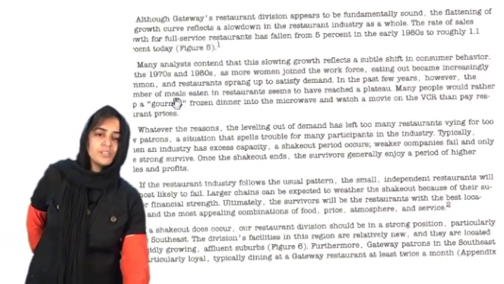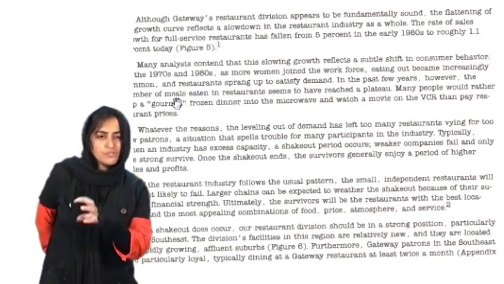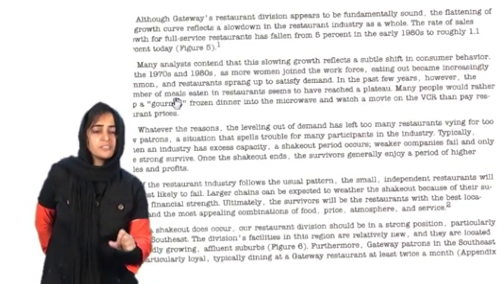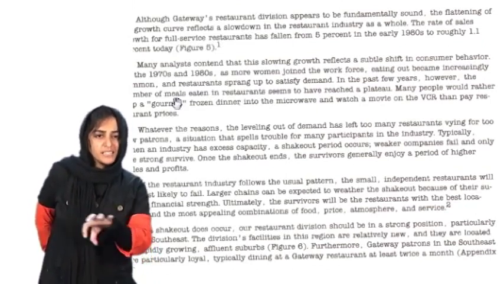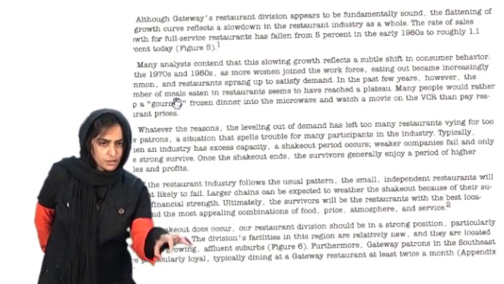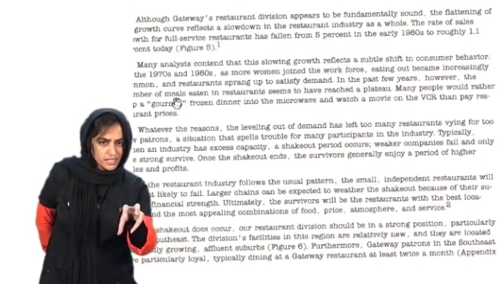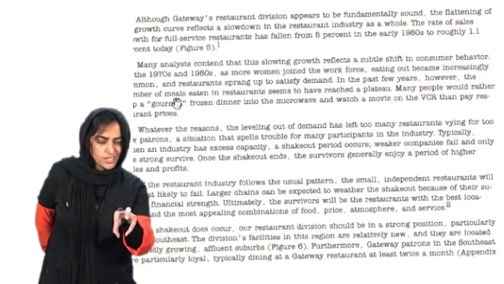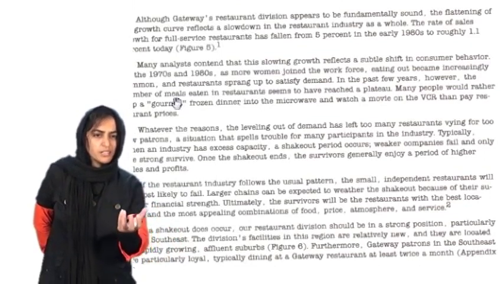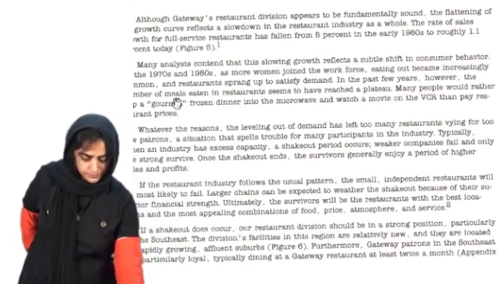Since he's talking about a chain of restaurants by the company in different places, some places are having some problems, the other places are having different sorts of problems, and this particular chain of restaurants he is referring to is having the problem of low sales.